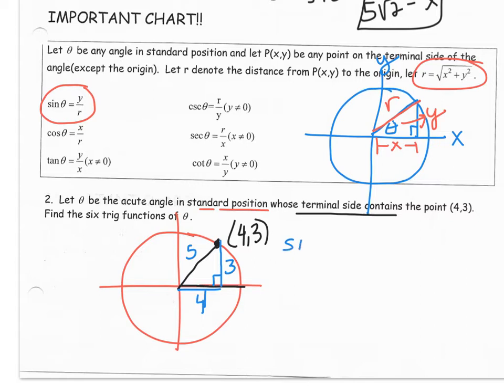So if I say sine theta, and theta again is your reference angle in here, is opposite over hypotenuse, or y over r if you think about it that way. And then if we want to do the reciprocal, cosecant theta would be 5 over 3. Okay, so then you could list out all 6 that way.